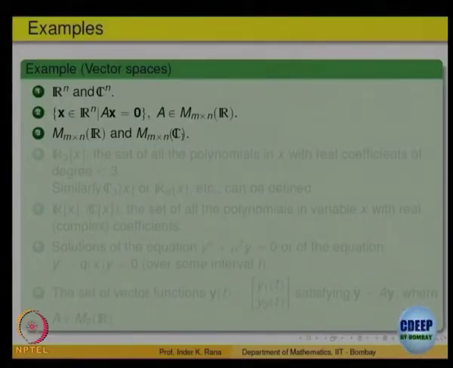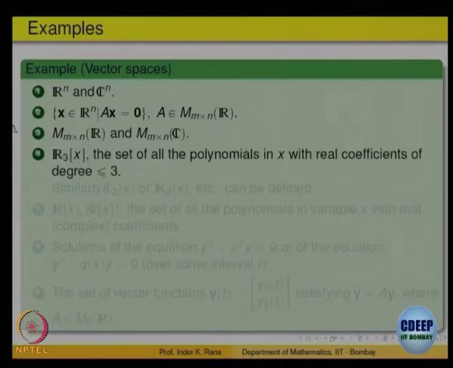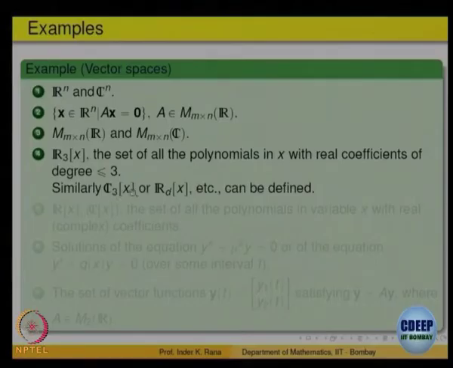Let us look at something which you might not have come across. We will look at all polynomials of degree less than or equal to 3, with real coefficients. What does it look like? It is an expression of the form a0 plus a1x plus a2x square plus a3x cube, where x is a variable and a0, a1, a2, a3 are real scalars. You can also think of complex polynomials, where the coefficients are complex numbers.